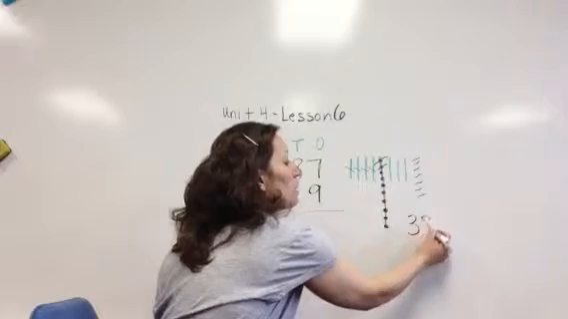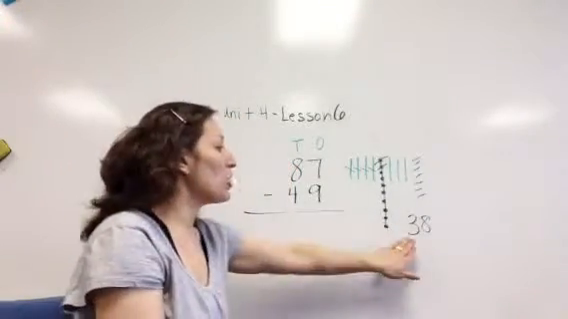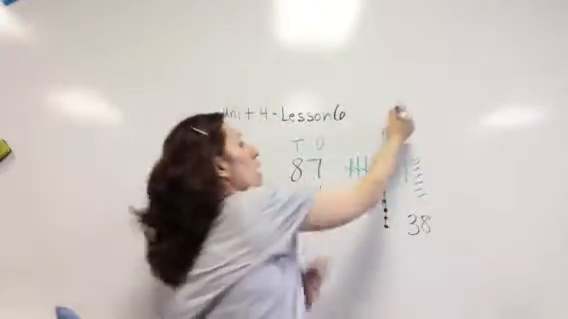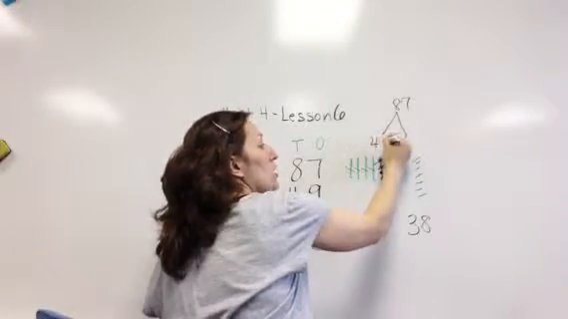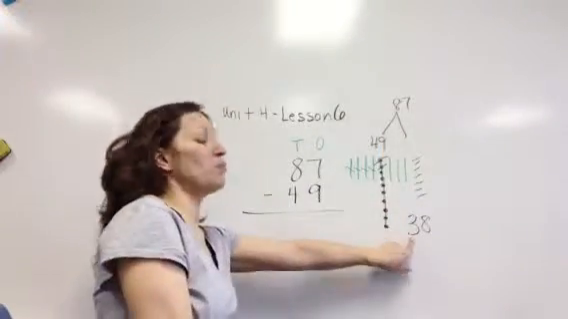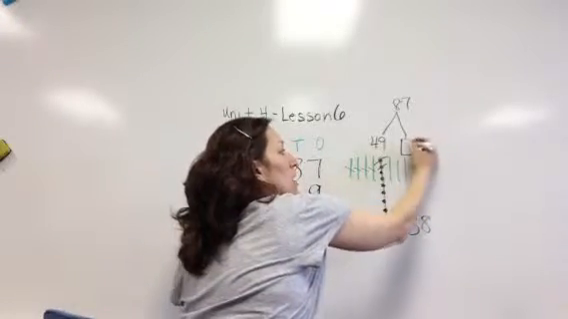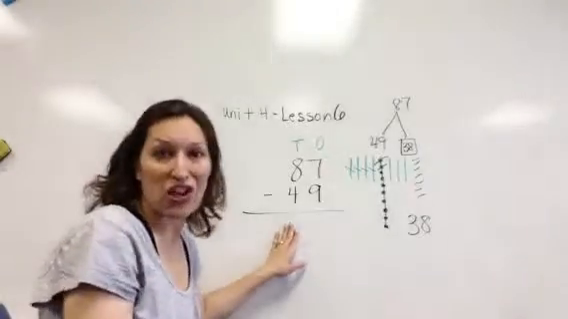So in my proof picture, my other missing part would be 38, because if I made a math mountain, I know 87 is my whole, my big guy total, 49 is part of my 87, and the answer that I'm trying to find is the missing part, right here. Okay, so now let's look at the traditional algorithm.